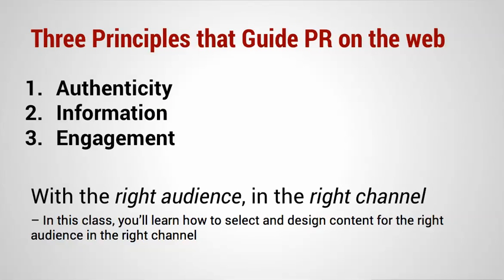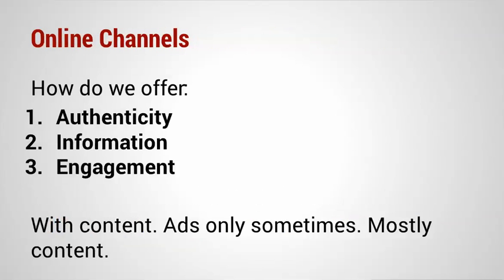So in the last video I talked about three principles that guide public relations on the web: authenticity, information, and engagement. And what we're really talking about is providing information and authenticity and garnering engagement with the right audience in the right channel at the right time. So in this class you're going to learn how to select and design content for the right audience in the right channel at the right time. And how do we offer authenticity, information, and engagement online?